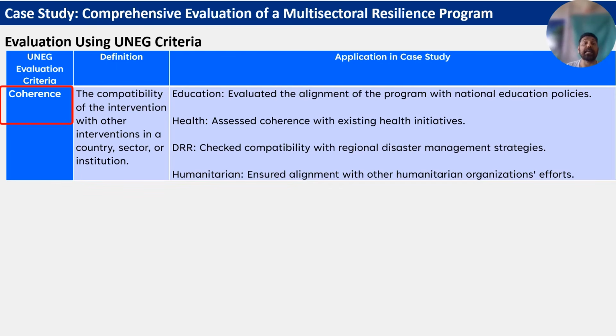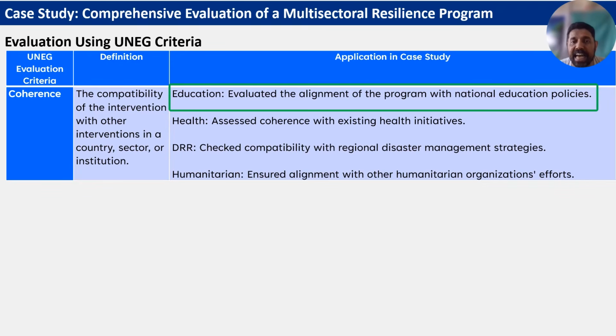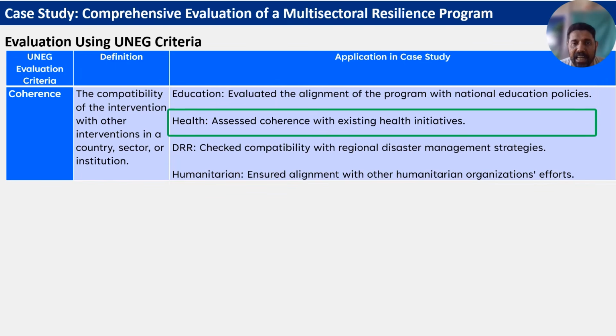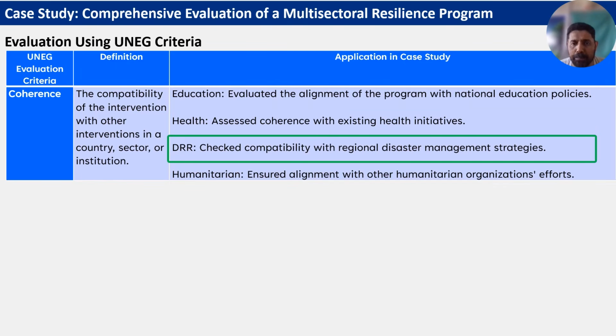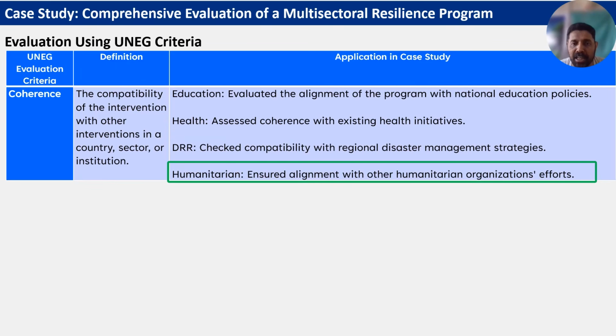Now, when you are applying the coherence criteria, here we look at the compatibility of the intervention with other interventions in a country, sector, or institution. So in education, we evaluated the alignment of the program with national educational initiatives. Health, assessed coherence with existing health initiatives. And DRR, checked compatibility with regional disaster management strategies. And humanitarian, ensured alignment with other humanitarian organizations.